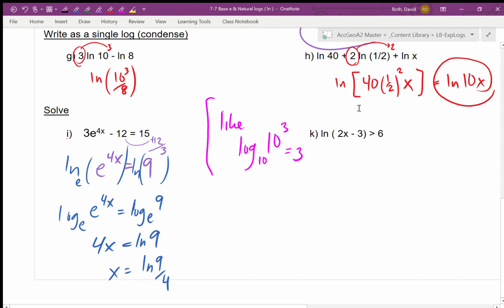Okay. Solving this is the same as any other kind of inequality, so just go with it.